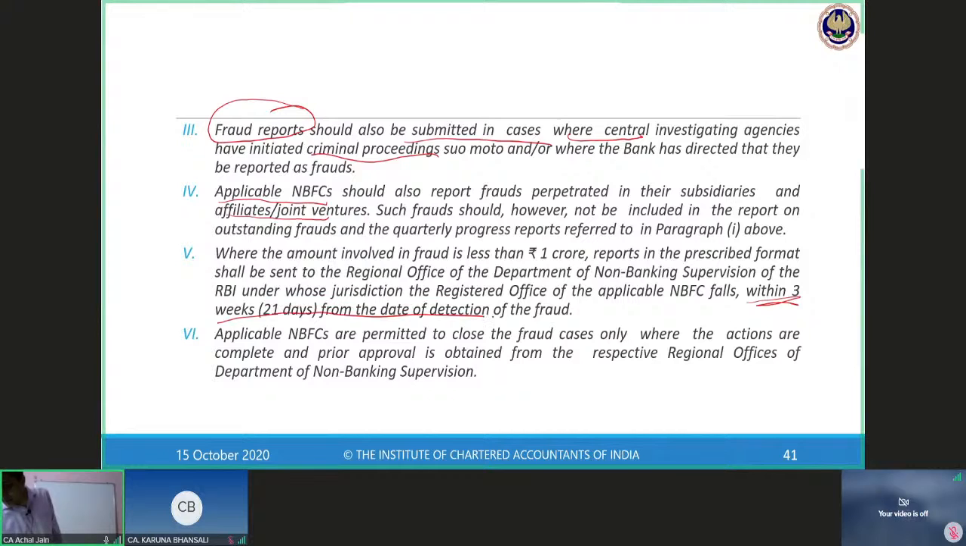Within 3 weeks from the date of the detection of the fraud. NBFCs are permitted to close the fraud cases only where the actions are complete and prior approval is obtained from the respective regional office of the Department of Non-Banking Supervision. Without their prior approval, these cases of fraud cannot be closed. So they have to be kept as active.